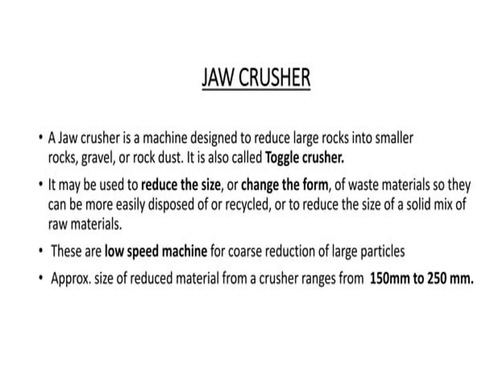A jaw crusher is a machine designed to reduce large rocks into smaller rocks, gravel or rock dust. It is also called a toggle crusher. It may be used to reduce the size or change the form of waste materials so that they can be more easily disposed of or recycled, or to reduce the size of a solid mix of raw materials. These are low speed machines for coarse reduction of large particles. The approximate size of reduced material from a crusher ranges from 150 mm to 250 mm.